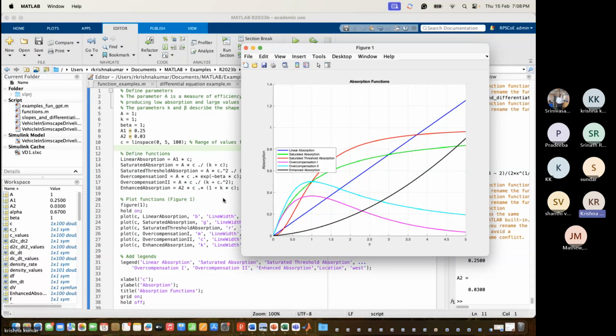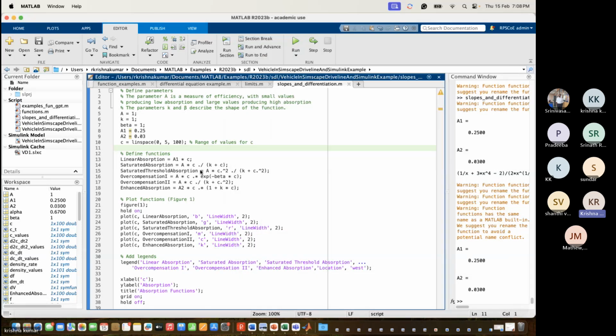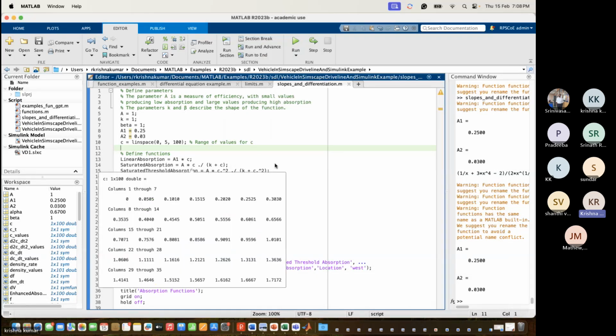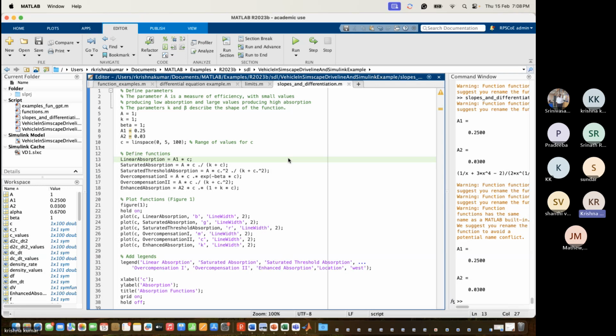Then you have saturated absorption: A into C divided by K plus C. Now, what is this? Suddenly you introduce some K, suddenly you introduce A. So what does it do? Parameter A, whether it is A1 or A2, which I'm going to put for the sake of numbers, is a measure of efficiency, which means that small values give low absorption, and large values, high absorption.